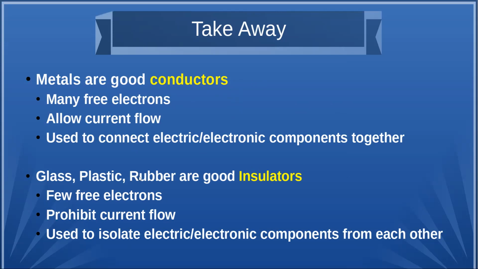Insulators such as glass, plastic, rubber, mica is a really good one, which they use in some electronic components like capacitors or as insulators on transistors, things like that. It has very few free electrons. It prohibits current flow, and we use it for isolation or insulation.